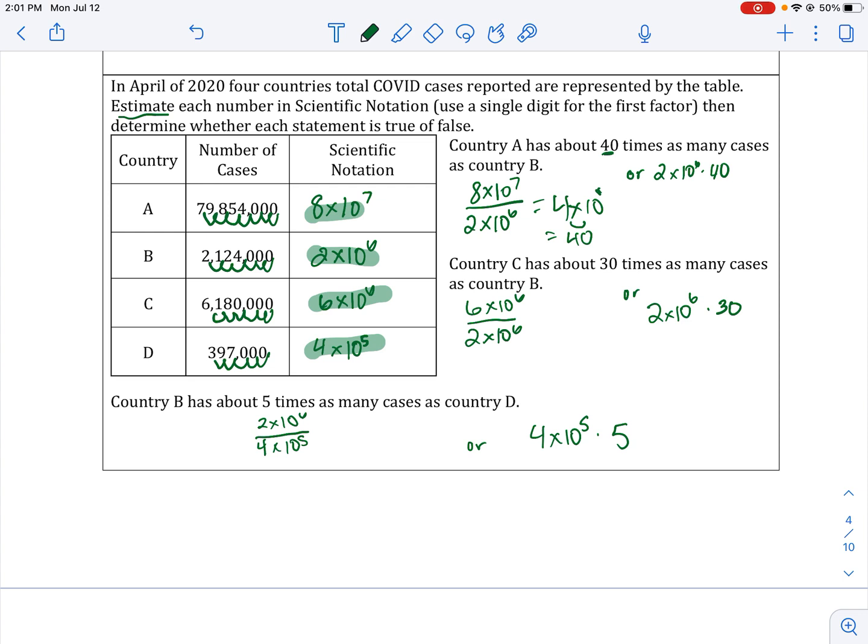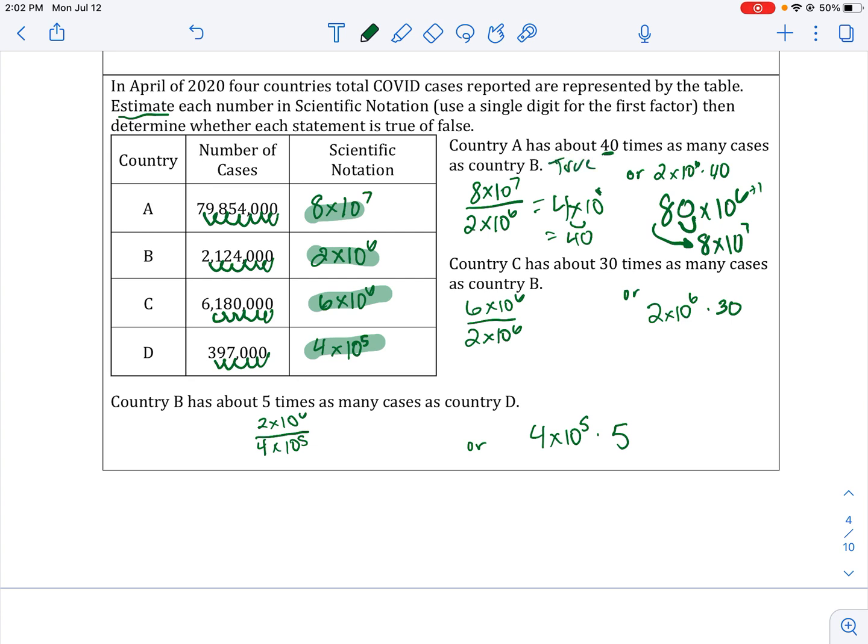The other way we can do it is we can take country B and multiply it by 40. 2 times 40 is 80, times 10 to the 6th. This is not scientific notation, so I need to take my decimal, which is after the 0 in the 80, and move it one place to the left to make it 8. I made that number in front smaller by one, so I need to make my exponent bigger by 1, which makes it 8 times 10 to the 7th, which is what we get for country A, so that is also how we can tell that this is true.